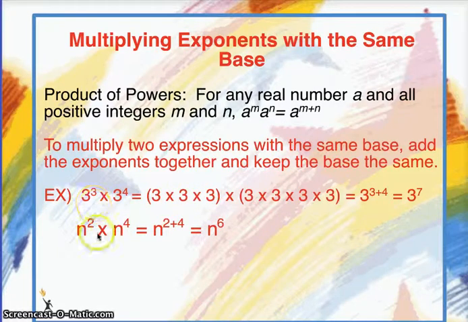So here's an example using 3. 3 to the third times 3 to the fourth is saying that you have 3 threes times 4 threes for a total of 7 threes. 3 to the 3 plus 4 gives you 3 to the 7. Here's another example using a variable n. If you have n to the second power and n to the fourth power, what you have then are 6 n's. n to the 2 plus 4 power gives you n to the 6th.